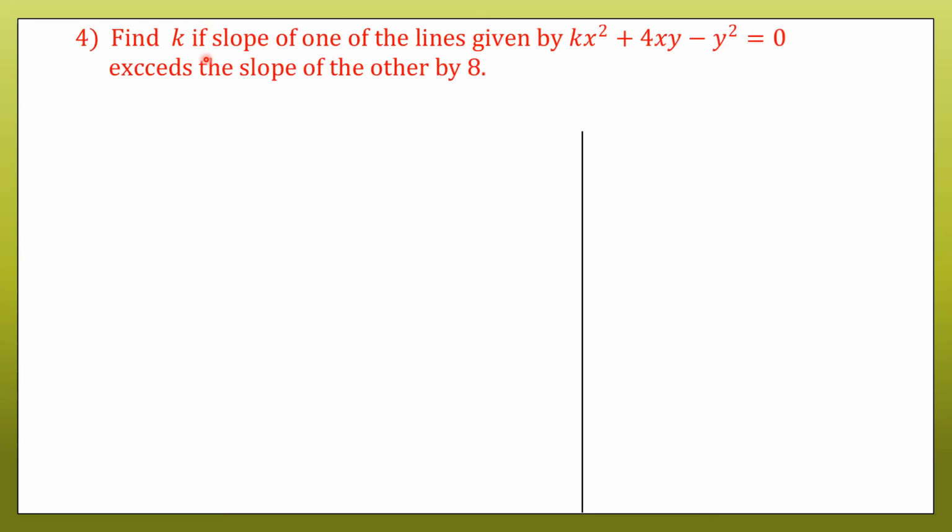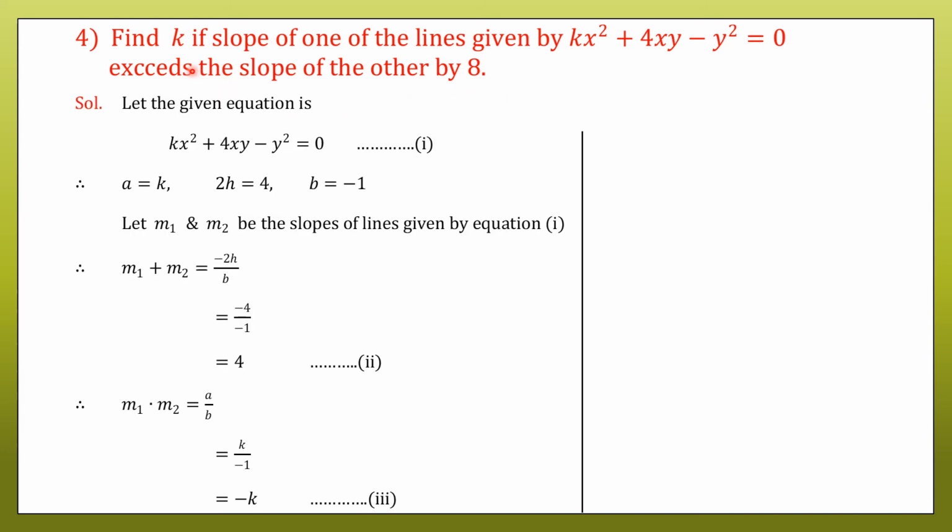Example 4. Find k if the slope of one of the lines given by kx square plus 4xy minus y square equal to 0 exceeds the slope of the other line by 8. The combined equation is kx square plus 4xy minus y square equal to 0. The condition is that the slope of one line exceeds the slope of the other line. That means m1 minus m2 equal to 8 or m2 minus m1 equal to 8. Using this condition, find the value of k.